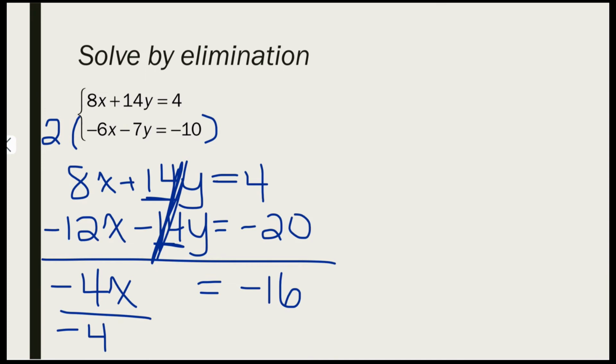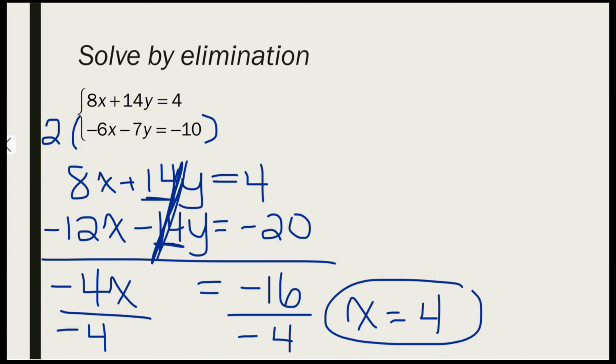Dividing by negative 4 on each side, we have x is equal to positive 4. There's the first half of my answer. Now we need to go back, pick either equation that you want. Again, it really doesn't matter in order to find what the y value is. So I'm going to use the bottom equation just because the numbers are slightly smaller.